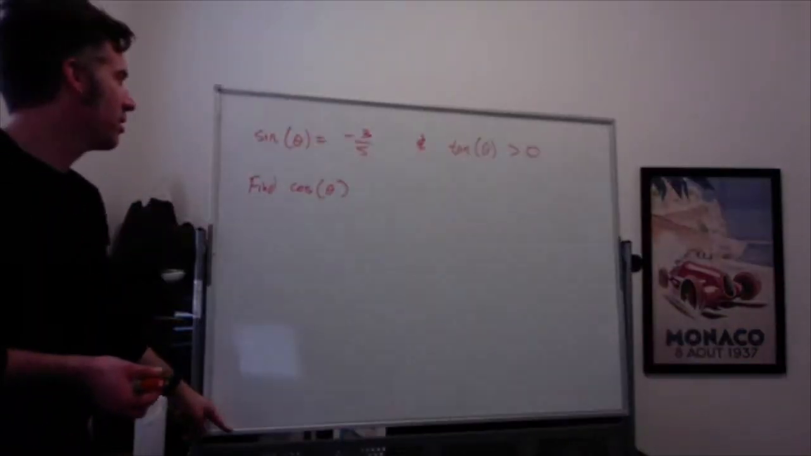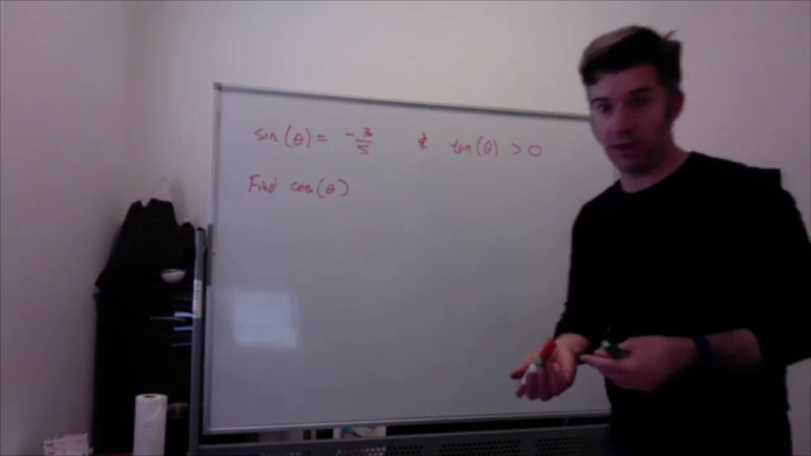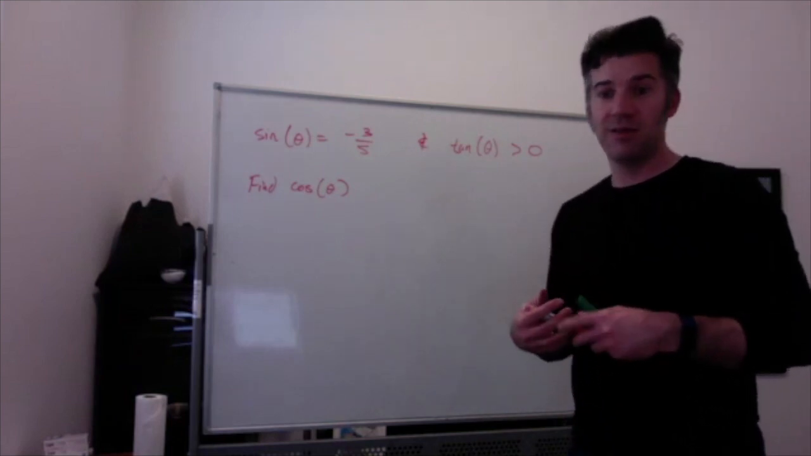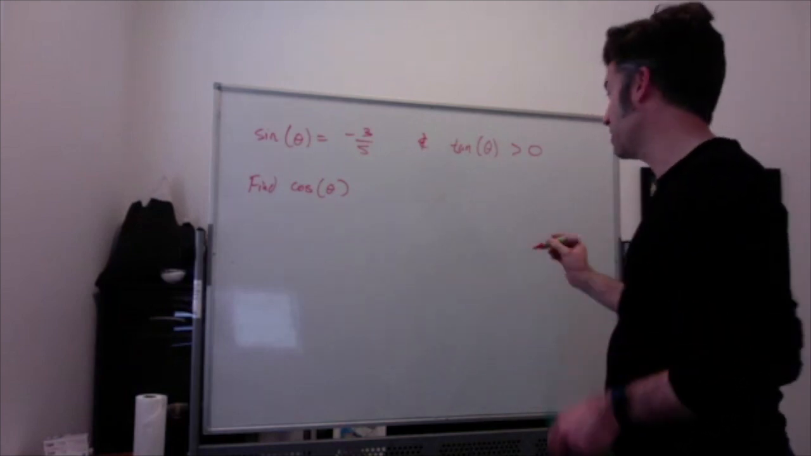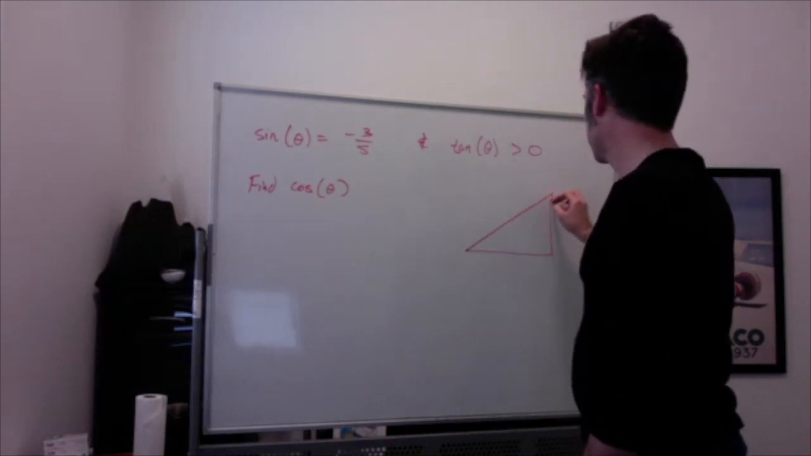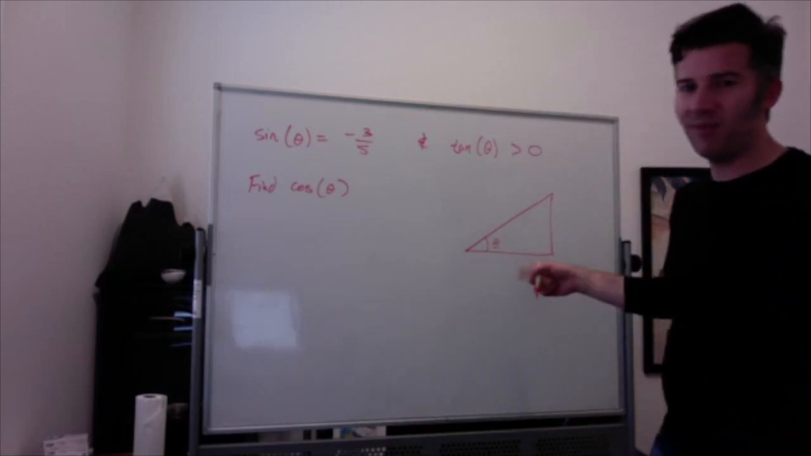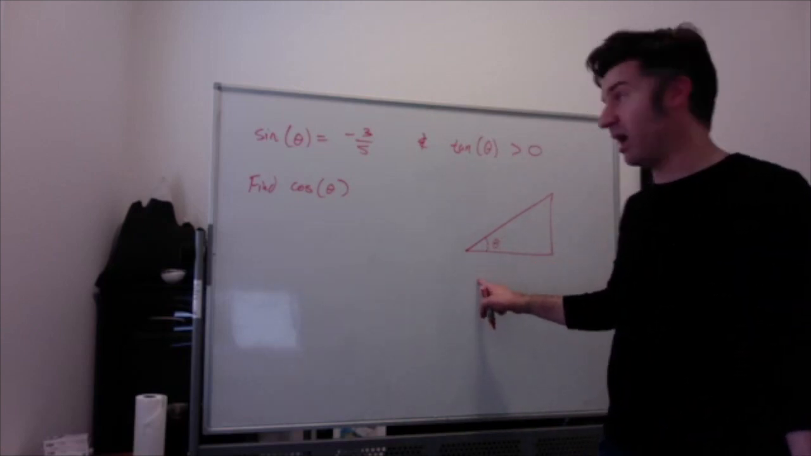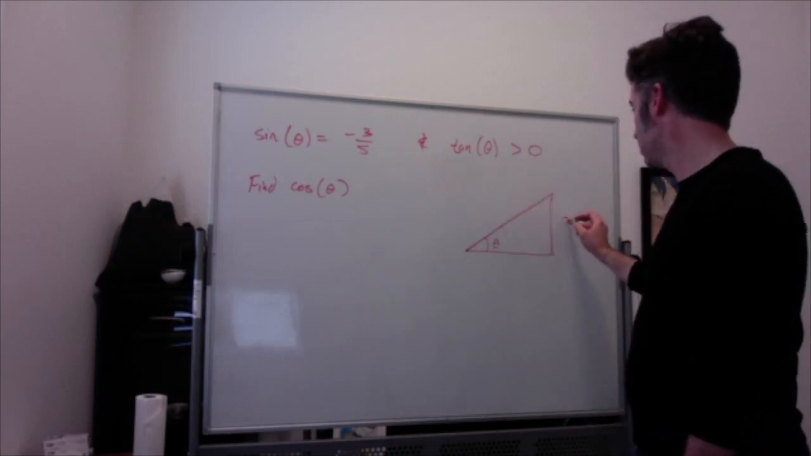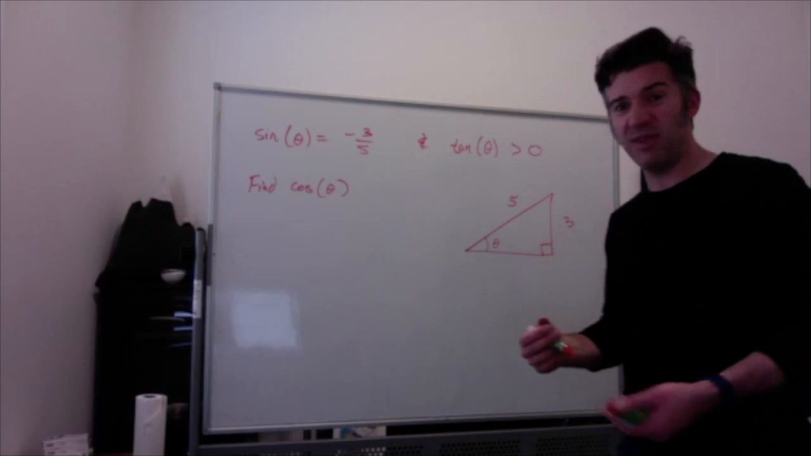So to solve a problem like this, I usually think about the right triangle. I say, okay, I know that sine is opposite over hypotenuse, so I'm going to draw it this way. I'm going to draw my angle like theta. Really, I'm kind of thinking of this as the reference angle. So I'm actually going to say that sine is 3/5. I'm going to forget about the negative.